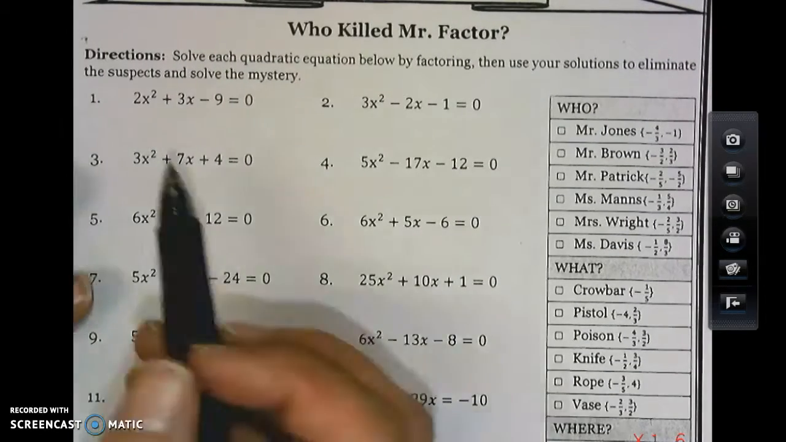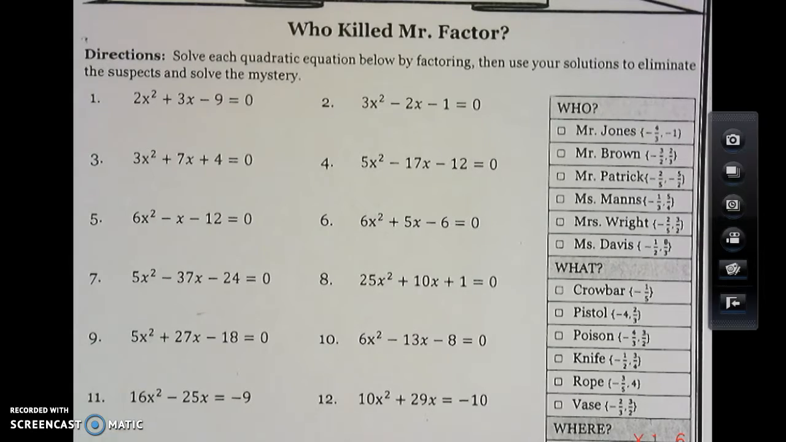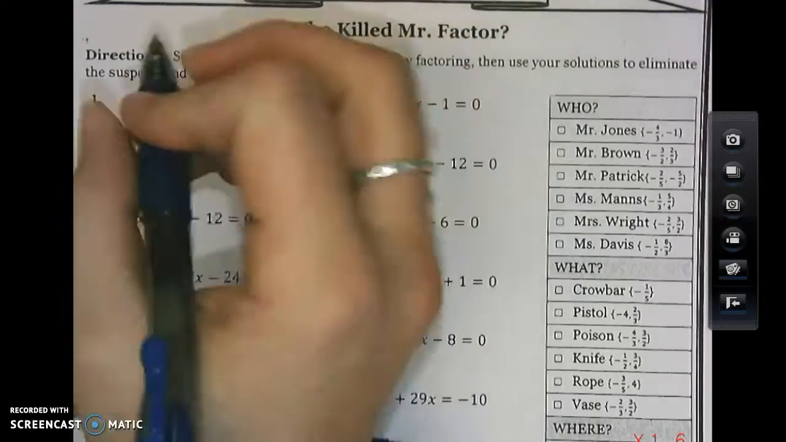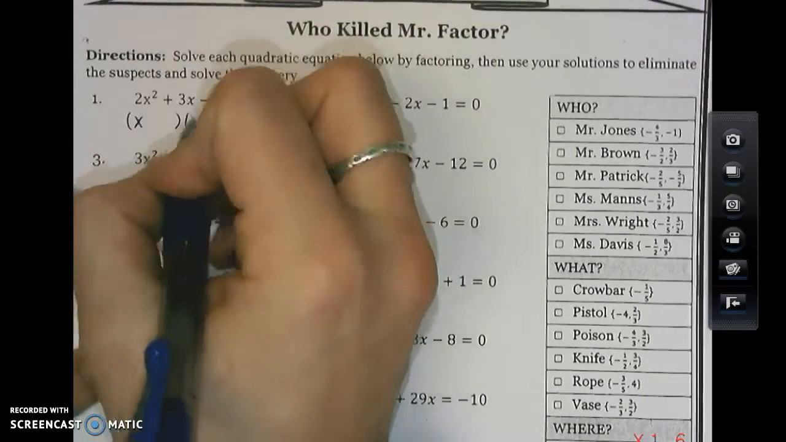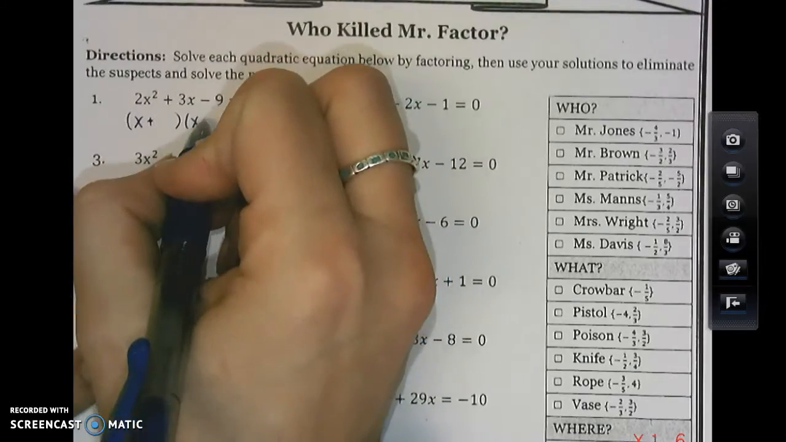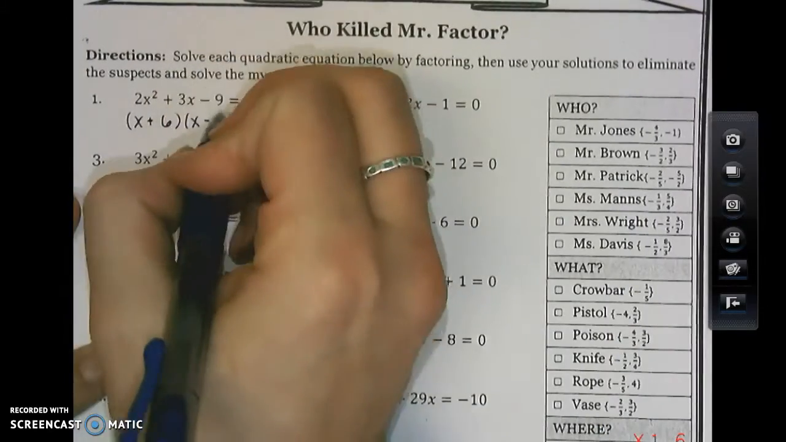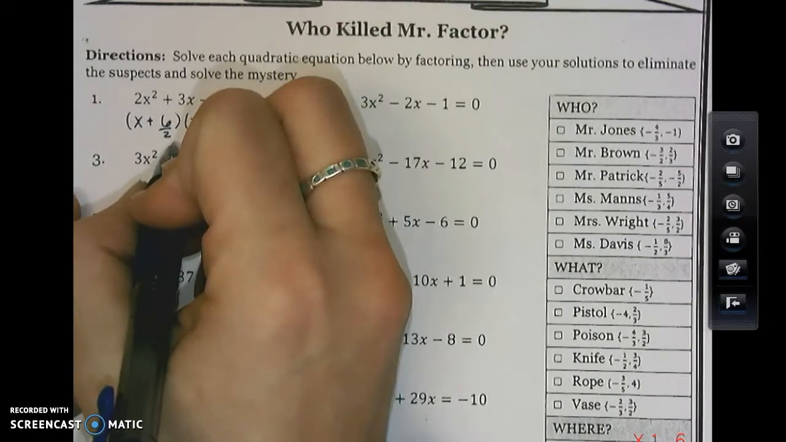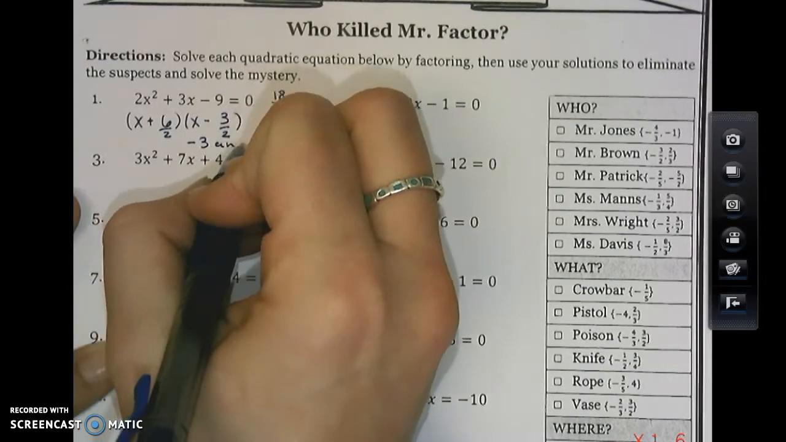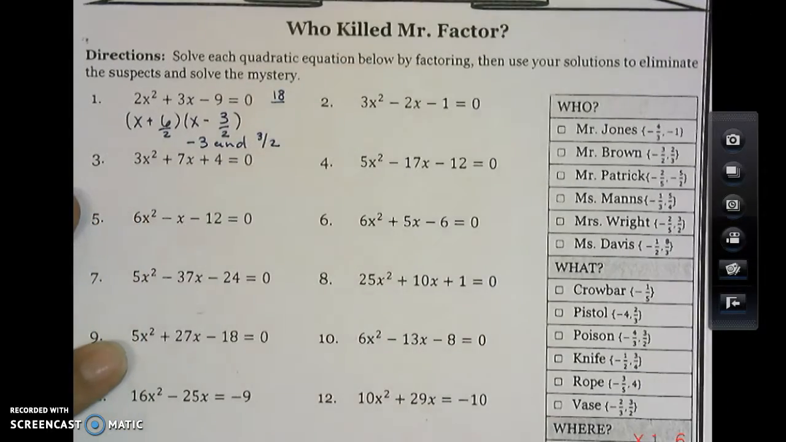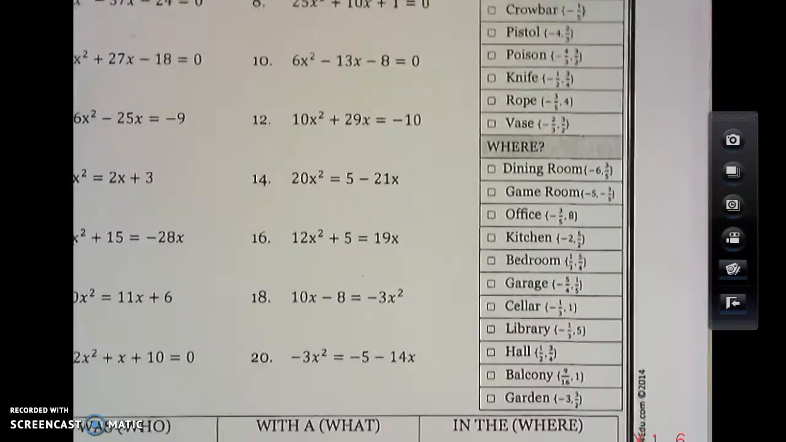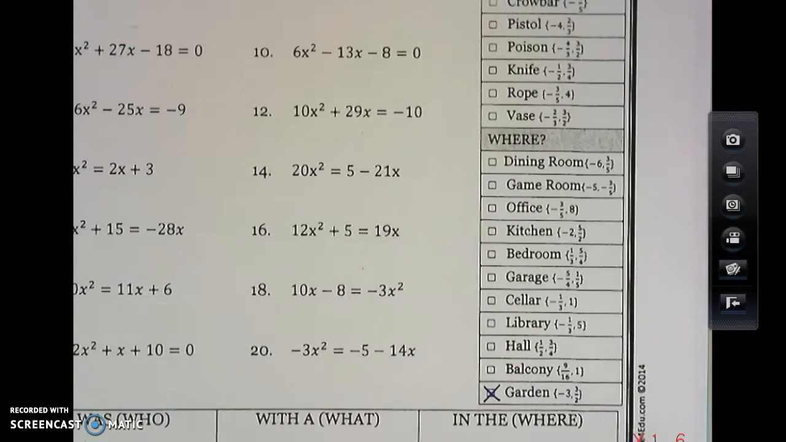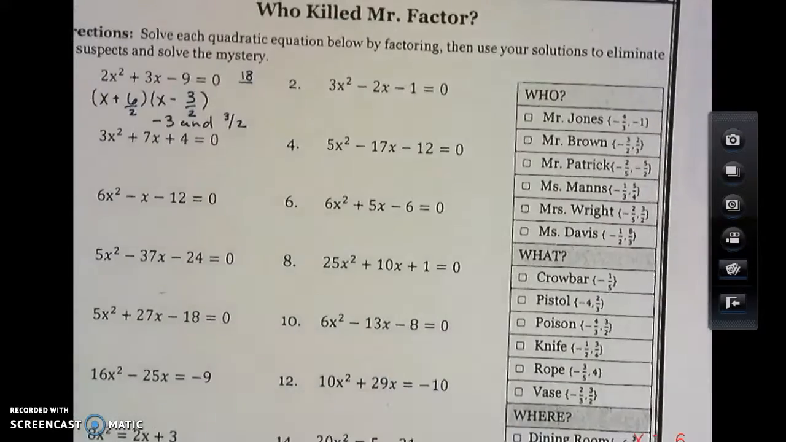So for example, in the first one, and all of these are AC method because that's what you're mostly going to encounter. So 2 times 9 gives me 18. I'm looking for factors of 18 that are going to subtract to give me 3. So that's 6 and 3. Divide by 2. So then my solutions here are going to be negative 3 and a positive 3 over 2. So if I go over here, negative 3 and a positive 3 over 2 is garden. So it did not happen in the garden. Okay? And you're just going to continue working on those.